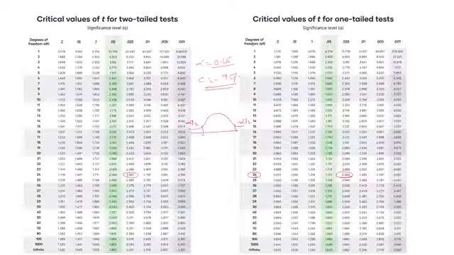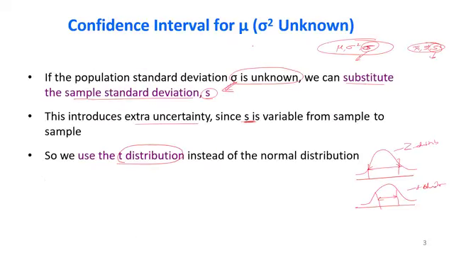If you remember this point, if I'm going with the sample standard deviation, then it's introducing extra uncertainty. When there is extra uncertainty in the data, generally we consider that the data is not following a normal distribution, because if there is uncertainty, your data is not symmetric in that case.